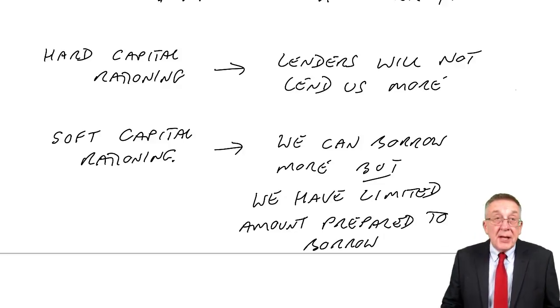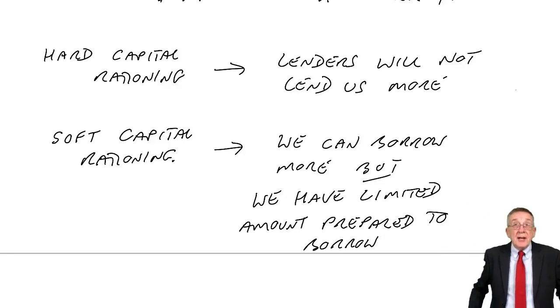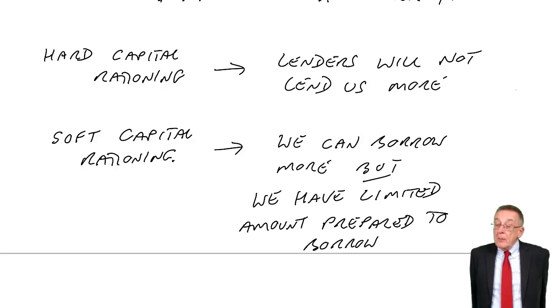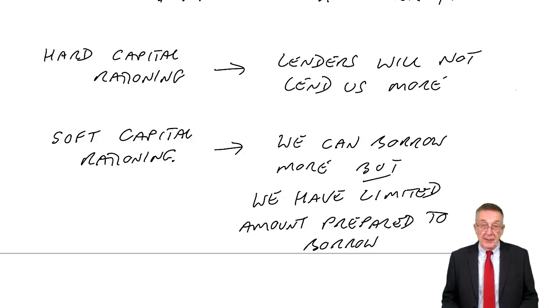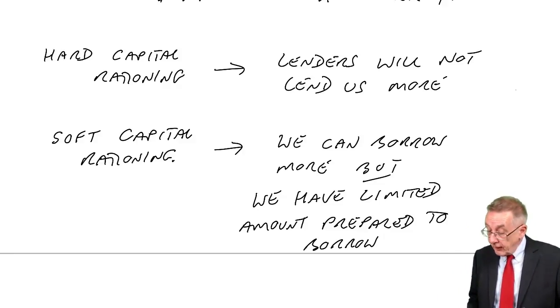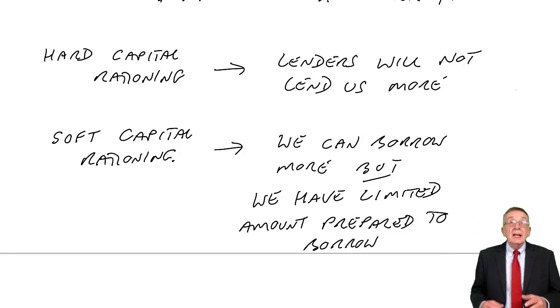So that's clear. It doesn't affect the arithmetic at all, you know. The arithmetic's the same, whatever the reason for the limit for the capital rationing. But the examiner on more than one occasion has asked you why capital might be rationed, and he expects you to differentiate, explain the hard, the soft, the two reasons.